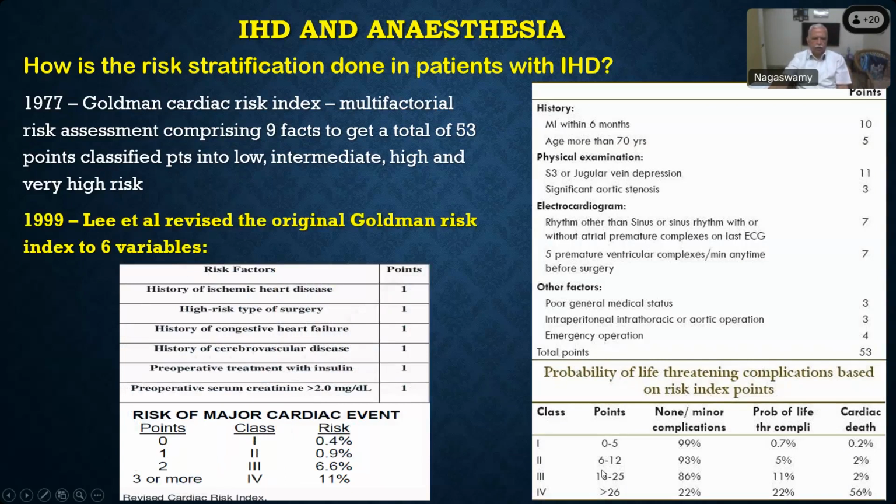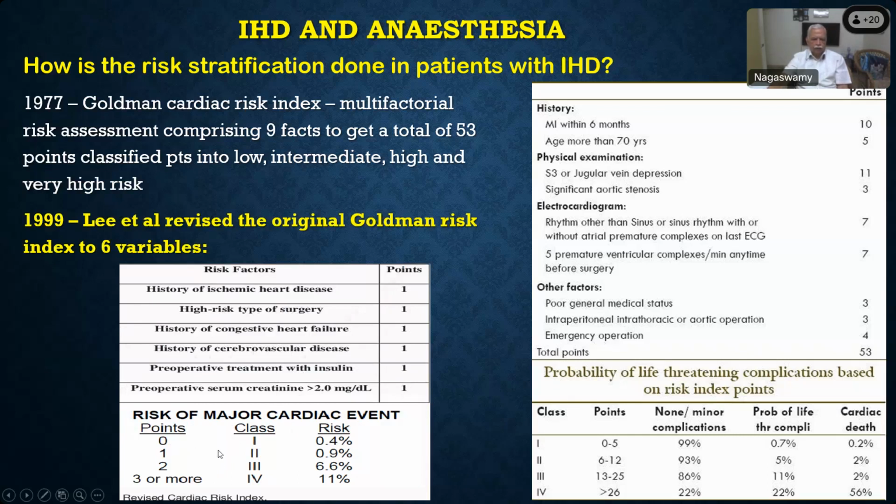So based on that, only 6 points with regard to ischemic heart disease, presence or type of surgery, congestive failure, cerebrovascular disease, or diabetic requiring insulin, or a serum creatinine more than 2. All of them are given just 1 point. So you get a total of 6 only.